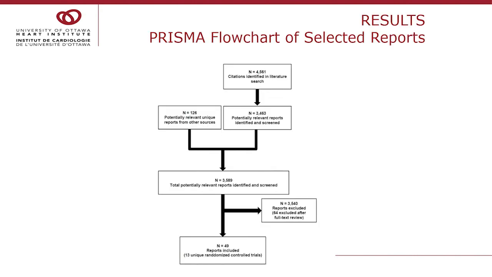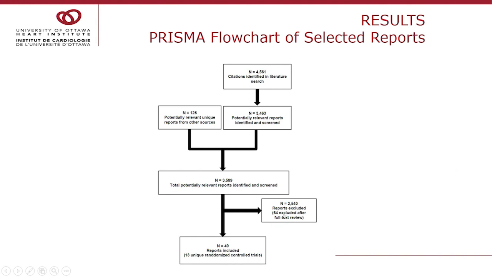Okay. So what are the results? So we went and we found 4,561 titles and abstracts. Getting rid of duplicates, we went down to 3,463. We found an additional 126 relevant articles. That gave us titles, and that gave us 3,589.